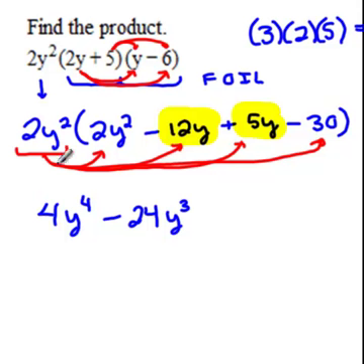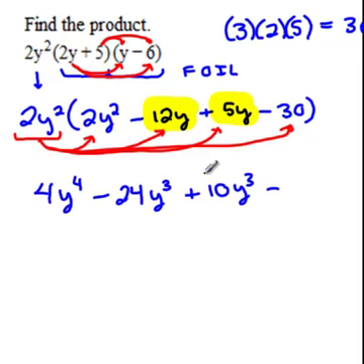Next, 2y squared times my positive 5y. Again, this sign describes my 5y. 2 times 5 gives me 10, and it's positive, so I'm going to put plus 10. And then y squared times y is y times y times y, which we write in shorthand as y cubed. Last distributing, 2y squared times a negative 30. Again, signs are opposite, and so I end up with a negative answer. 2 times 30 is 60, and y squared times nothing is just y squared.